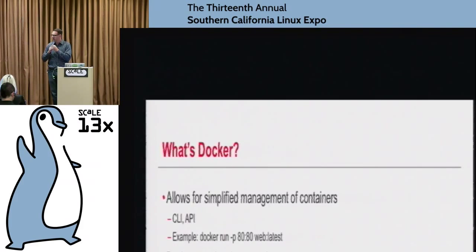You can think of a C group as an arrangement of processes that are running on your Linux kernel, which can be arranged in a hierarchical fashion under a C group. So if you think of it that way, you'd be pretty close.